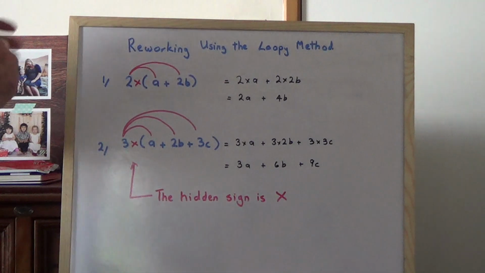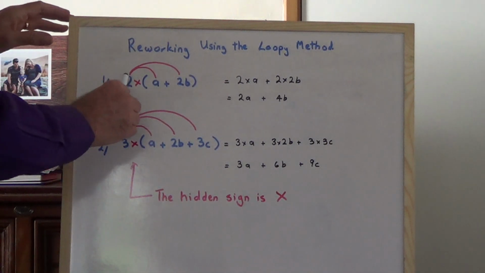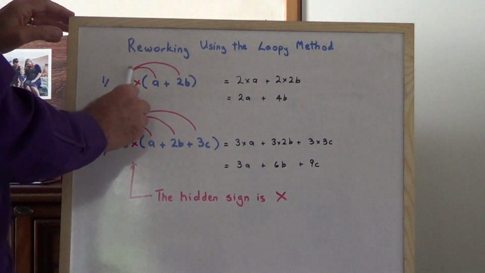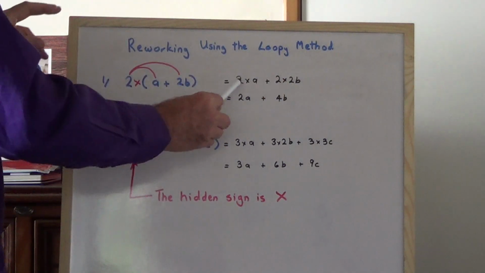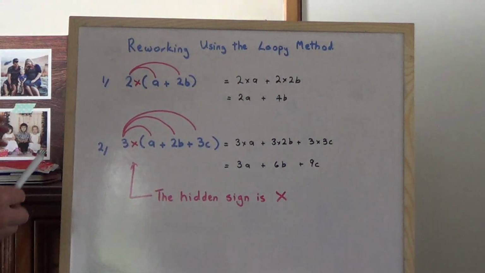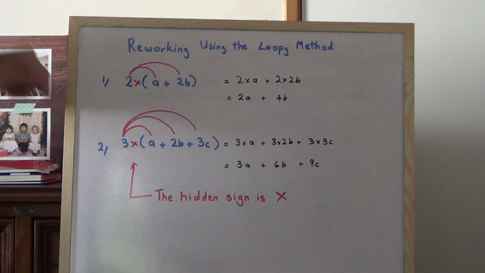Now what we do is we have to double everything inside the brackets, multiply it by 2, so we go 2 times A, there's 2 times A, and 2 times 2B. And 2 times A is 2A, and 2 times 2 is 4B. And that's it. And here's the bigger question now.